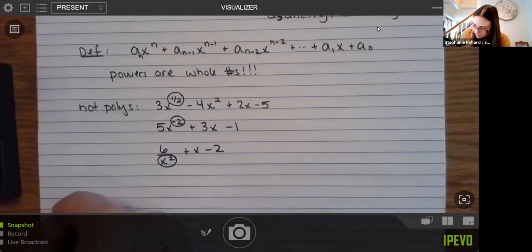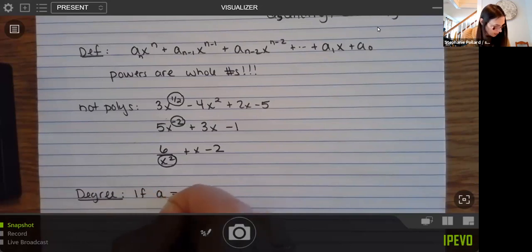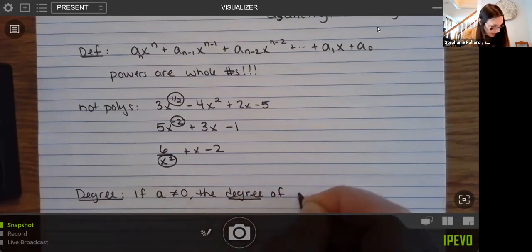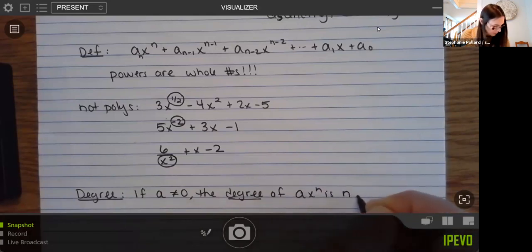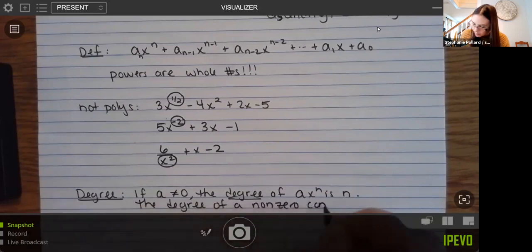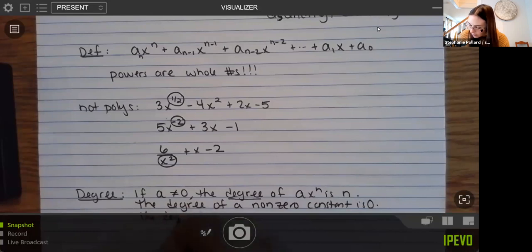Okay. So we have a definition which is called degree. And it says that if a is not equal to 0, the degree of ax to the n is n. Also, the degree of a non-zero constant is 0, and actually the degree of the constant 0 is not defined.